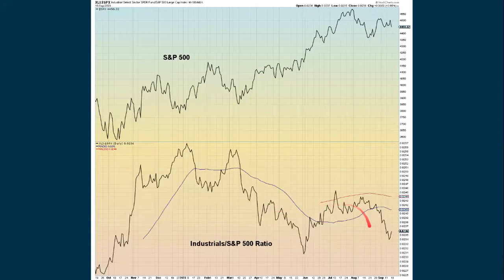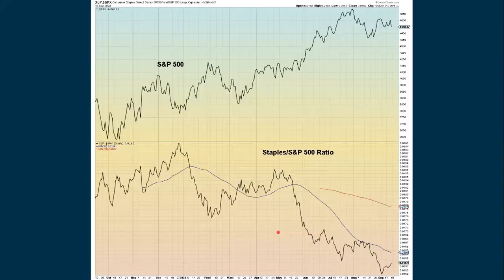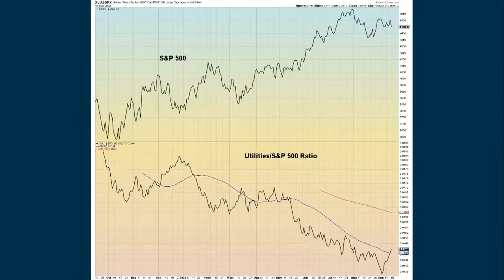Looking at the industrials, also in a downtrend. Tech, which has been a stronger area, recent weakness, but still in an overall uptrend. The staples really suffering in 2023. That's more of a value area, because these are things that you have to have no matter what's going on in the economy. We look at real estate, which is bouncing back up lately, but in a longer term, pretty significant downtrend compared to the S&P, really underperforming. Utilities also bouncing back up lately, but still in a longer term downtrend.